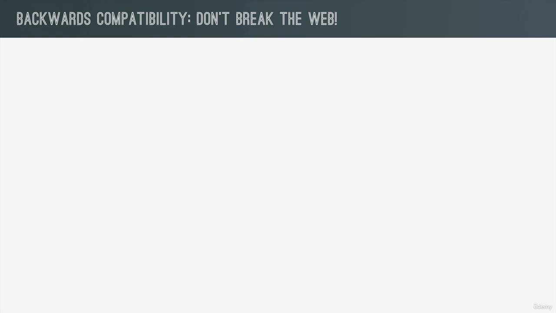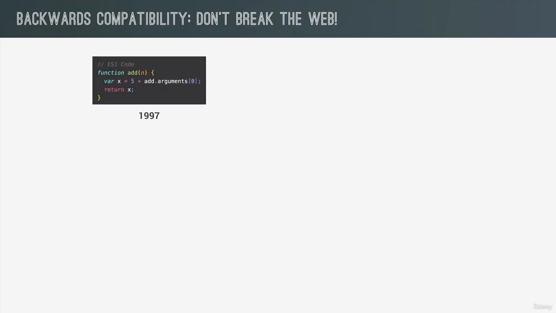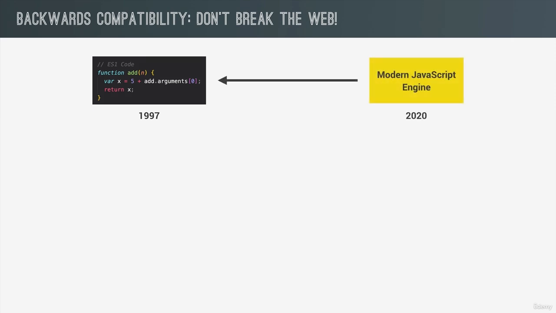So what does that actually mean? Well, basically it means that if you were to take some JavaScript code written back in 1997 and put it in a modern browser with a modern JavaScript engine today, it would still work just the same. So again, the JavaScript engine that's in our browsers today is able to understand old code written 25 years ago without having to rely on version numbers or anything like that. It just works.